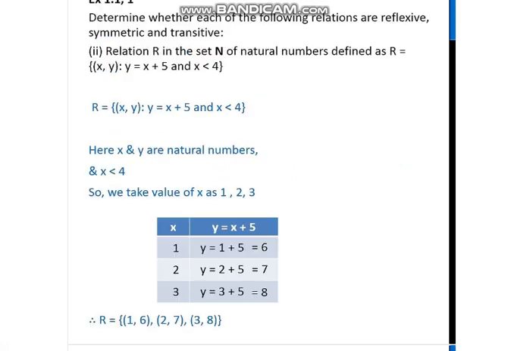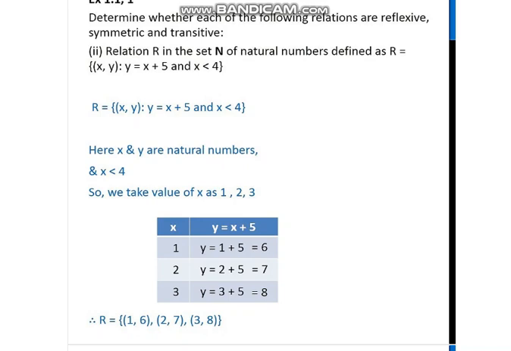Sum number 2. Here relation R is on the set N. We know that N is a set of natural numbers. Okay. And relation R is defined by all the ordered pairs (x, y) such that y is equal to x plus 5, where x is less than 4. So we have to choose all those natural numbers which are less than 4. So natural numbers start from 1. So we will consider x equal to 1, 2, 3. We cannot take 4 because x is less than 4. Okay. So when x is 1, y is equal to x plus 5.